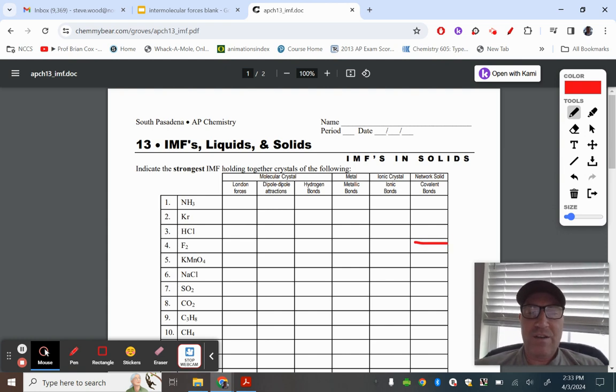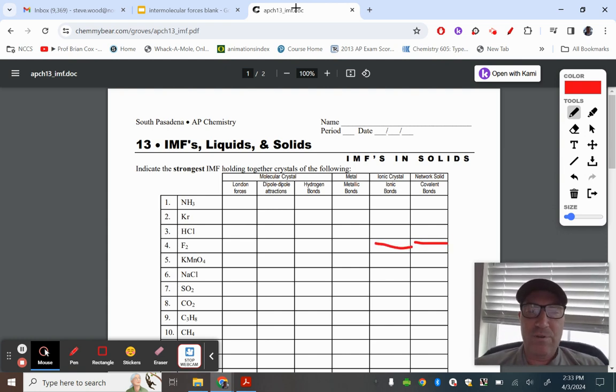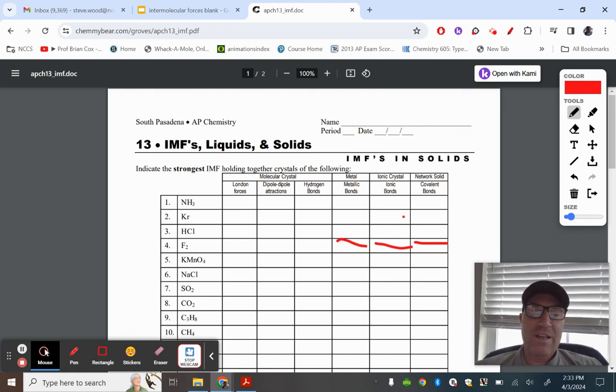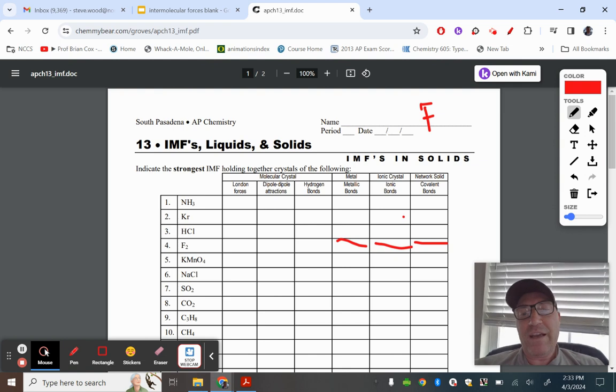Is it ionic? No, it has to be metal, non-metal. Is F2 a metal? No. Now you've got to be careful. Just because it has F in it, the F has to be bonded to an H, so it's no fun at all. So it's either London or dipole-dipole.